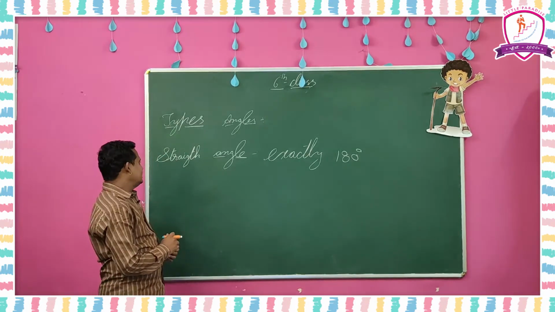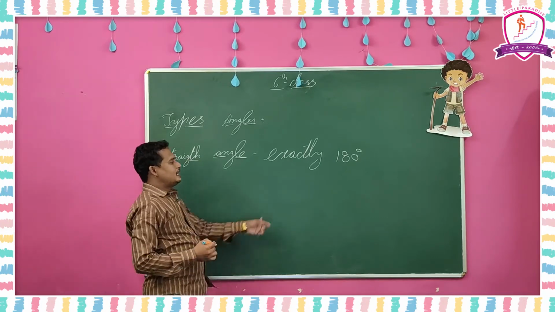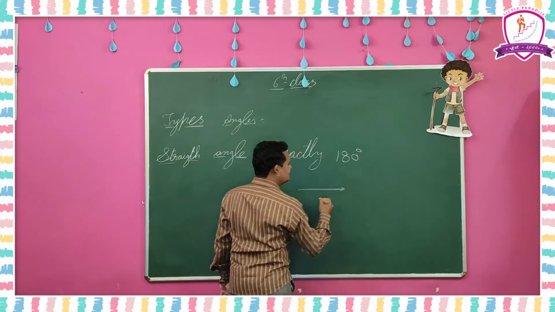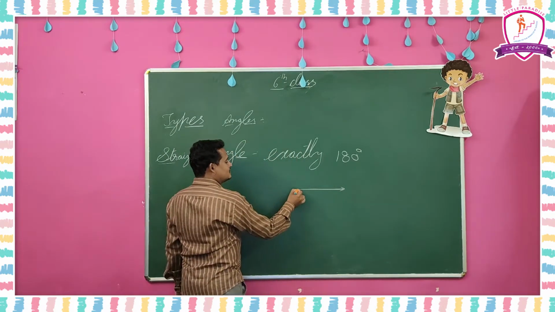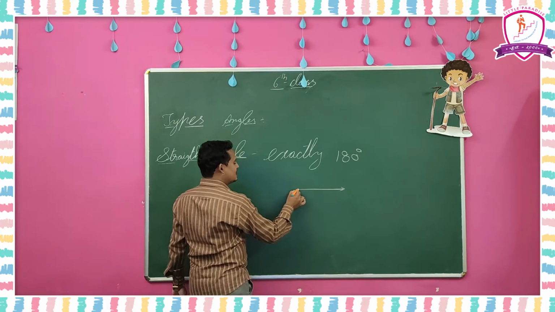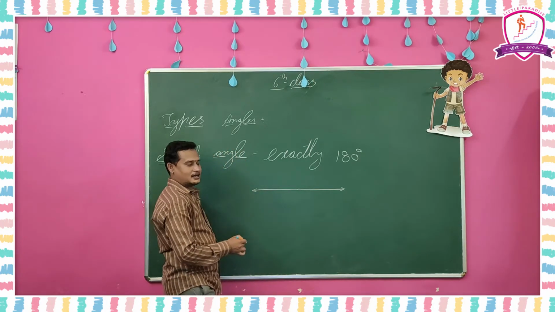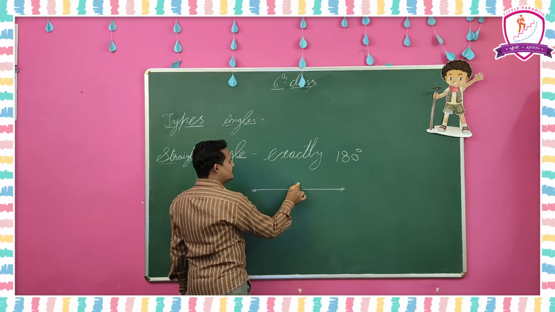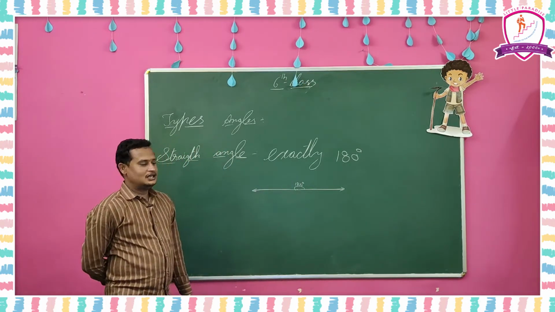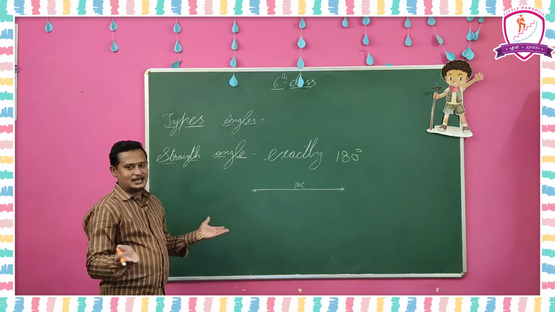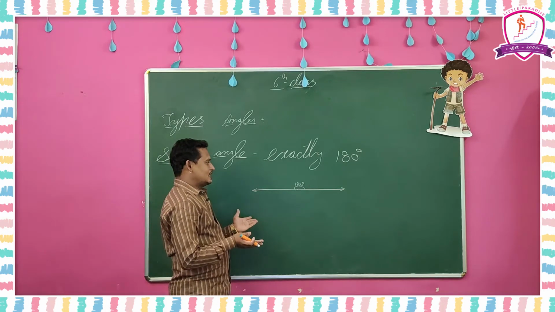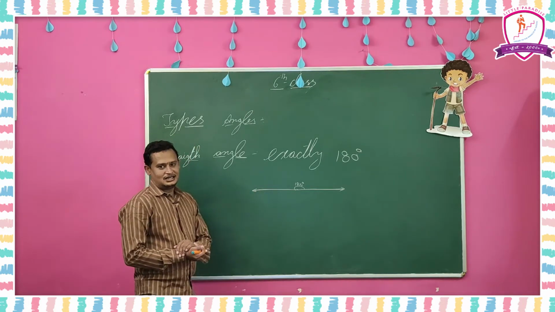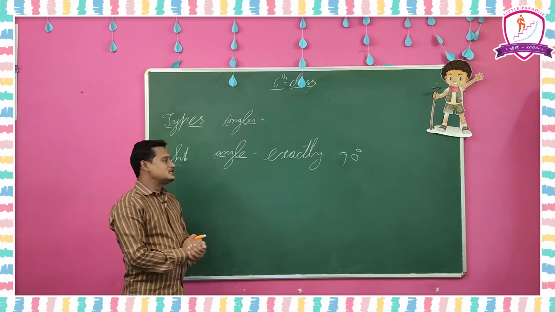Next one is the straight angle, that is exactly 180 degrees. Exactly 180 degrees means one ray is passing to the right side, and the second ray is passing exactly opposite to that ray, to the left side. So it forms exactly 180 degrees, and you can see that it is a straight angle. So a straight angle is measured by 180 degrees. Understood? So next one is the right angle.